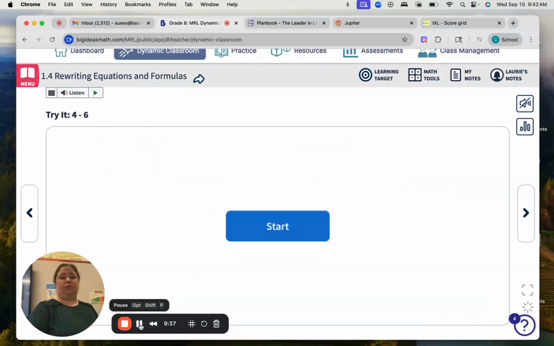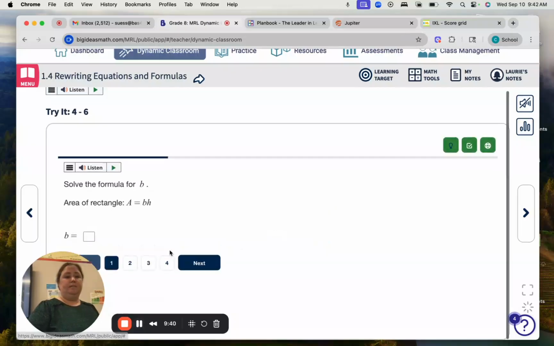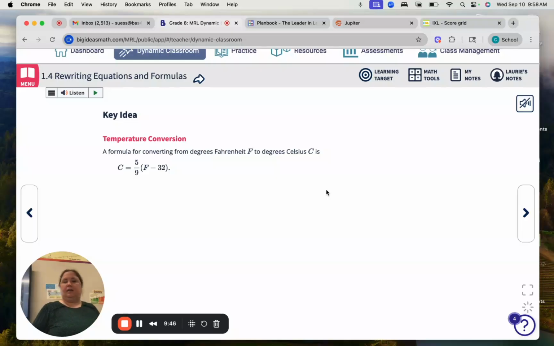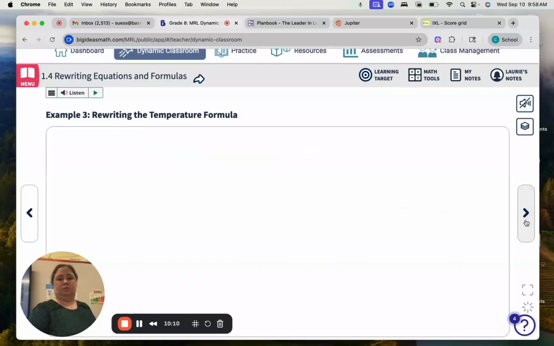You can do it. A formula for converting from degrees Fahrenheit to degrees Celsius is C equals 5/9 times F minus 32. You will see this in science class and probably have to solve with it. So just write down temperature formula and that formula in your journal. It's the same formula for both of them.